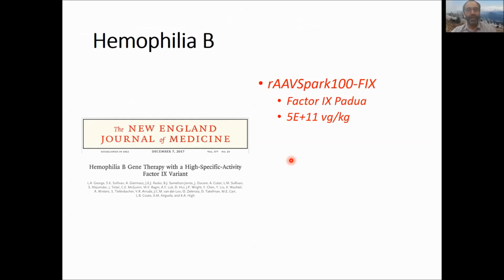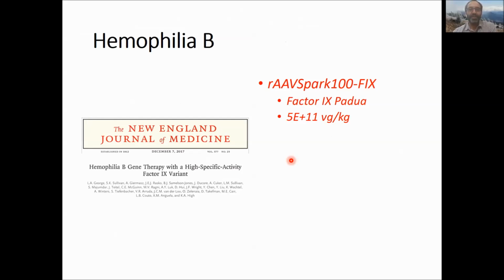Here's a clinical trial led by the company Spark a few years back in hemophilia B, and they actually used a factor 9 variant known as factor 9 Padua. It's naturally occurring. Patients who carry it have increased clotting, so it's a super active factor 9.